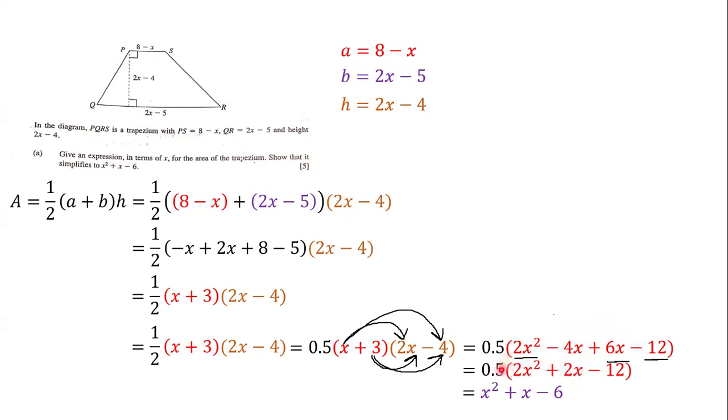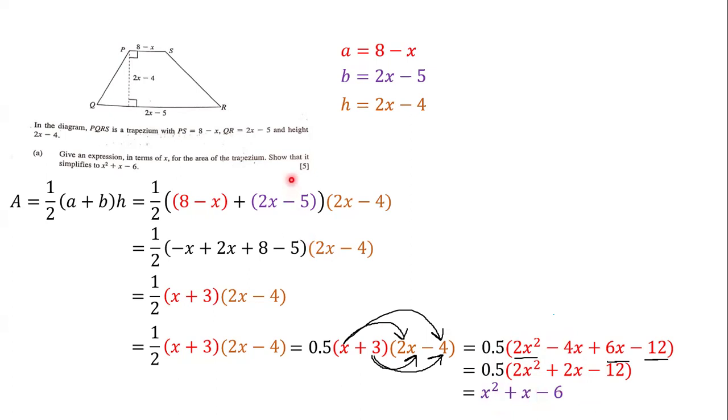0.5 multiplied by 2X squared is going to be equal to 1X squared, or simply X squared. 0.5 multiplied by 2X gives us 1X, or simply X. And 0.5 multiplied by negative 12 gives us negative 6. And so we have X squared plus X minus 6, and that's the answer to this question.